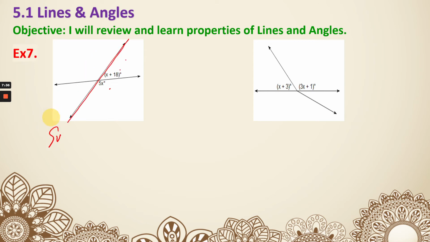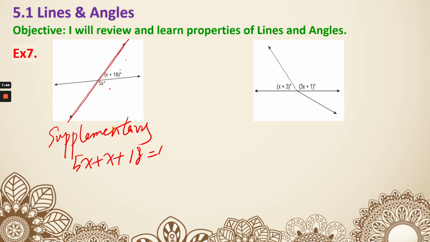Number 8 is the same thing. They form the straight line, so supplementary. 3x plus 3x plus 1 equals 180. 4x plus 4 equals 180. 4x equals 176. X equals 44.